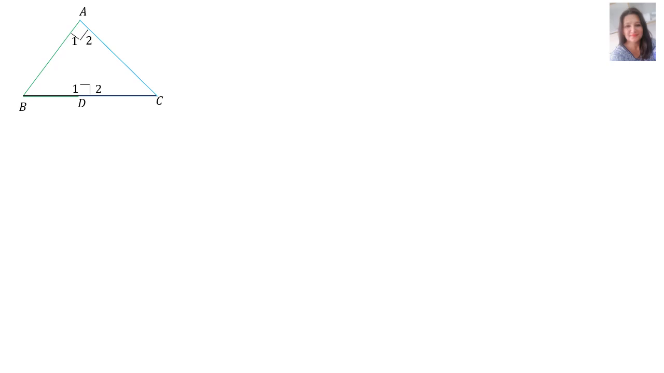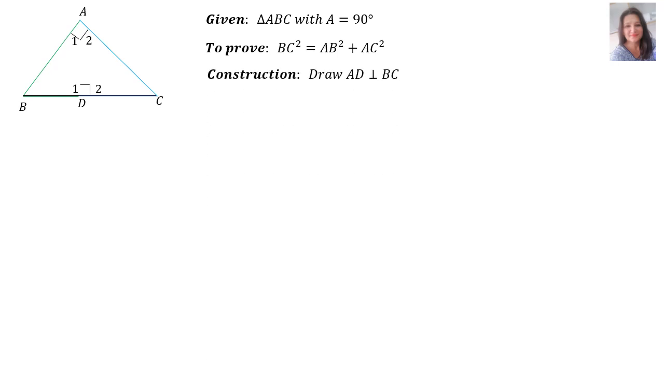Let's start with the proof. Given is triangle ABC, that's the big triangle, with angle A 90 degrees. Required to prove is the theorem of Pythagoras, which is BC squared is equal to AB squared plus AC squared. And with all proofs there's a construction. And the construction, draw AD perpendicular to BC. Now we can start with the proof.